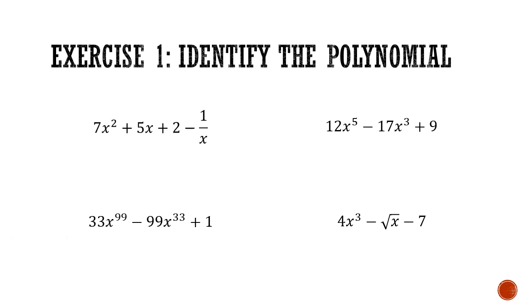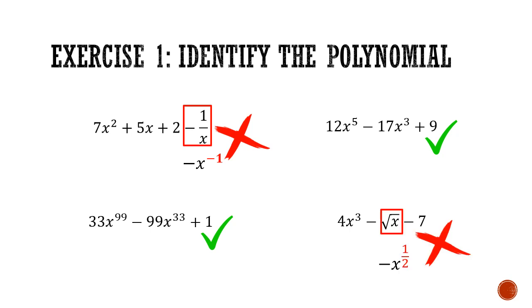Let's see if you're correct. These are the two polynomials. This one isn't a polynomial because of the 1 over x. That is the same as writing x to the power of negative 1. And we know that for polynomials, the exponents have to be non-negative. In the bottom right example, we have a square root x. That is also not allowed because the exponents have to be integers.